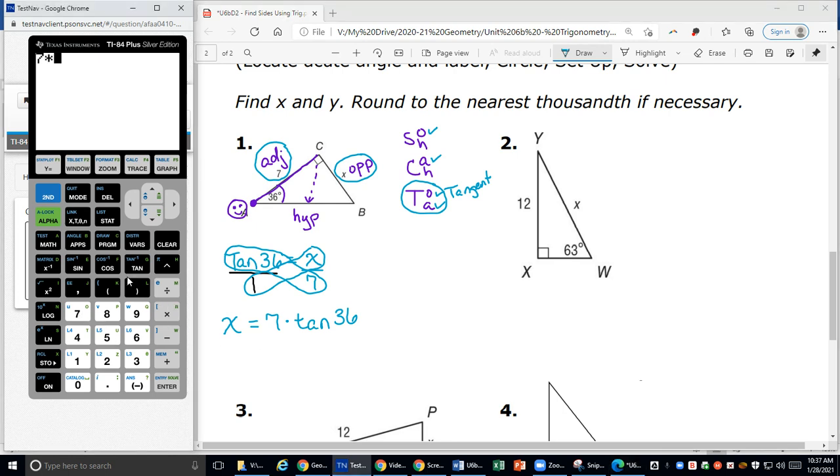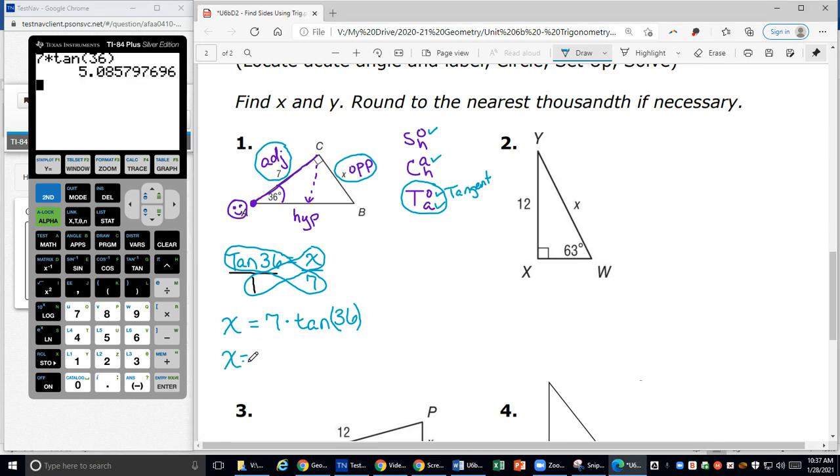7 times the tangent, and notice it opened that parentheses for me. So I'm going to want to make sure that I put that seatbelt on and close it. 36. Close those parentheses. Okay, and when I hit enter, I can see that my value for x is 5.08. Remember, we're going 3 places, so if that's a 5, after that is a 7, so that's going to turn into a 6. So here is my answer.